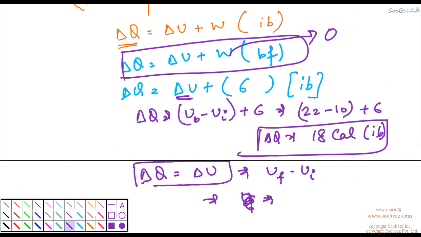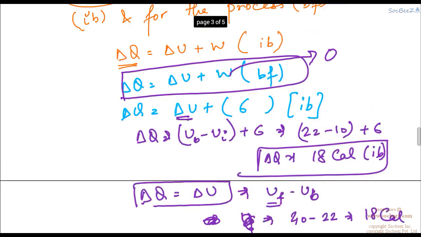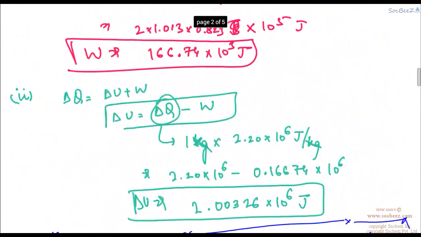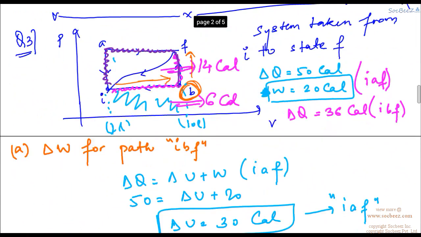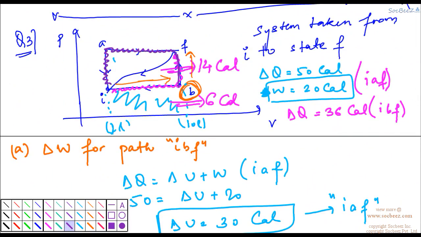So that is given to us, U of F minus U of B. We are given that UF is nothing but 40 calories. 40 minus 22, that is 18 calories. So in this question, we basically use each and every concept of the PV curve. We tried to first of all see that the PV curve denotes various kinds of processes. We calibrated it with the first law of thermodynamics multiple times.